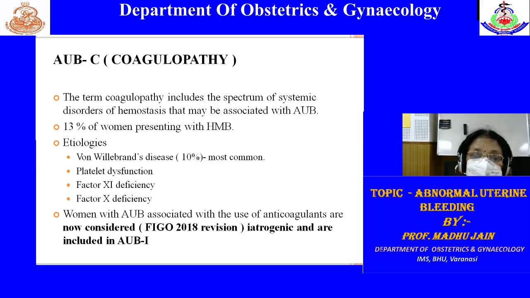Now there is a change by FIGO in 2018 that if the bleeding is occurring due to anticoagulants, then it won't come under coagulopathy, but it will come under the category of AUBI, meaning the iatrogenic category. So this is the new modification done by FIGO in 2018. Otherwise, any bleeding which occurs due to a coagulation factor deficiency, a platelet disorder, or von Willebrand factor deficiency or disease comes under the category of AUBC.